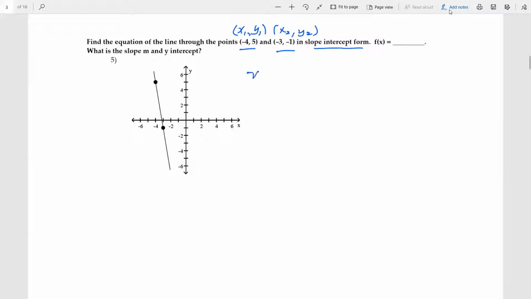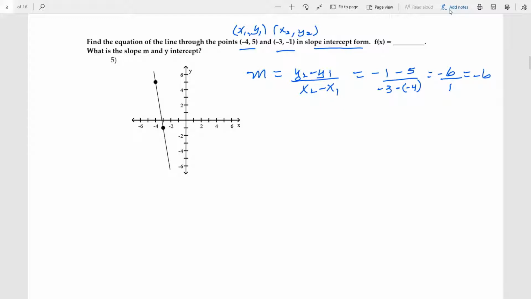And recall that the slope is y2 minus y1 divided by x2 minus x1, which in this case is going to be minus 1 minus 5 divided by minus 3 minus minus 4, which is equal to minus 6 over 1, which is equal to minus 6. So the slope is minus 6.